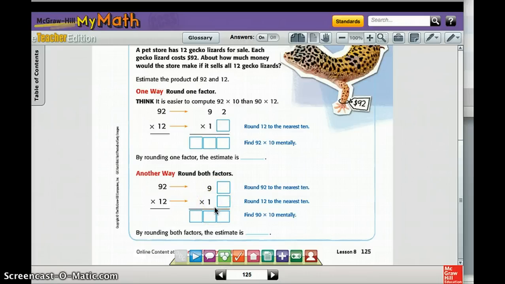So we can do 90 times 10 in our head because, again, that power of 10 that we learned about, 9 times 1 is 9, and then we just put those 2 zeros on the end. So it'd be 900. So we got around the same estimates with both ways. They were both right around 900.